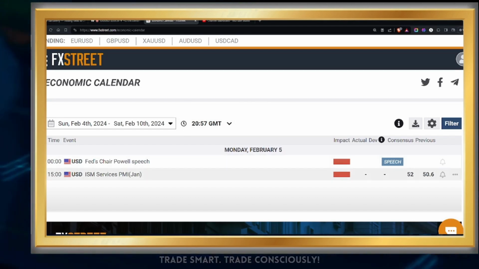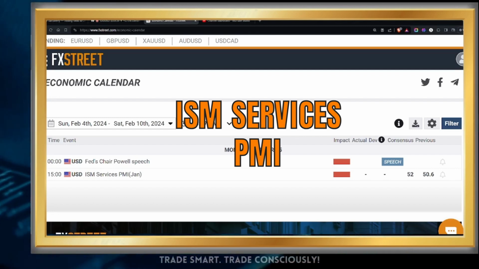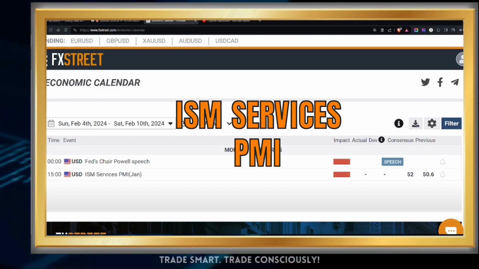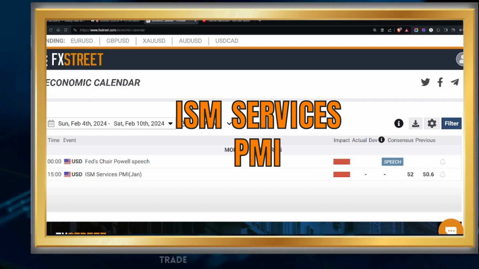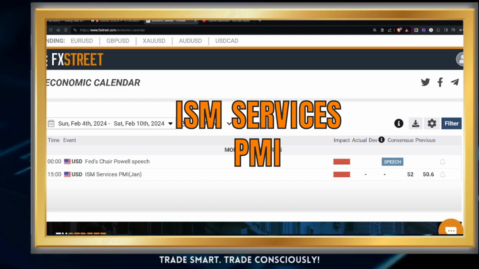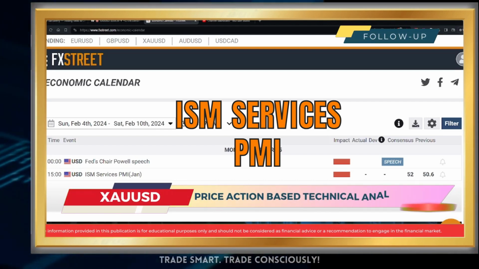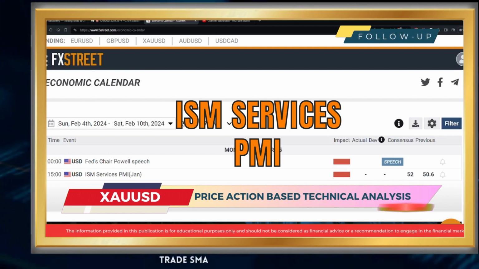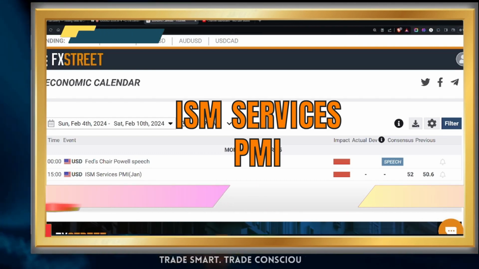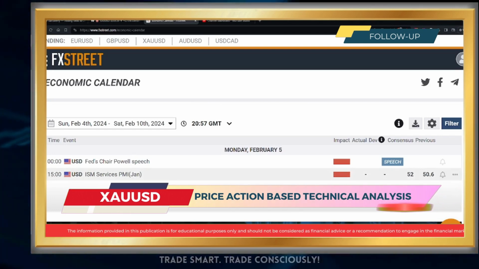Then later on that day, we are going to be having the ISM Services PMI, which is considered to be a key economic indicator that measures the performance and expectations of the service sector in the United States. A higher than expected data typically signals economic expansion, boosting market sentiment, while a lower than expected reading may indicate contraction and potentially dampen investors' confidence. So these are the two high impact events we shall be looking forward to this week.